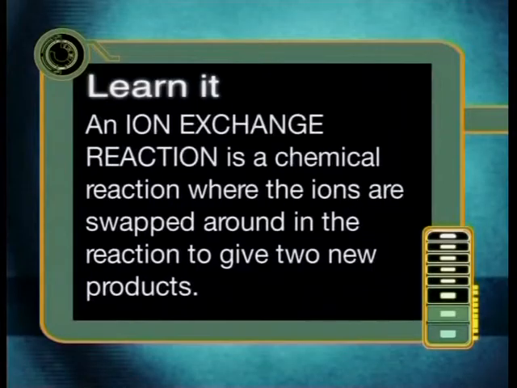In this reaction, both the solutions contain ions, and the ions were swapped around. In other words, the sodium started with the chloride and ended up with the nitrate, and the silver started with the nitrate and ended up with the chloride. This is what we call an ion exchange reaction. Let's learn that. An ion exchange reaction is a chemical reaction where the ions are swapped around in the reaction to give two new products.